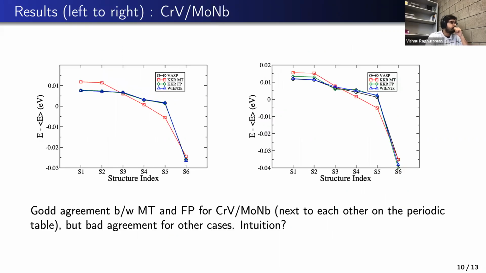One question I have looking at this: I noticed that structures 3 and 4 have, in the muffin tin case, the best agreement with the full potentials and the others are off. Is there something in the symmetry of those that would suggest that the spherical approximation should be better?